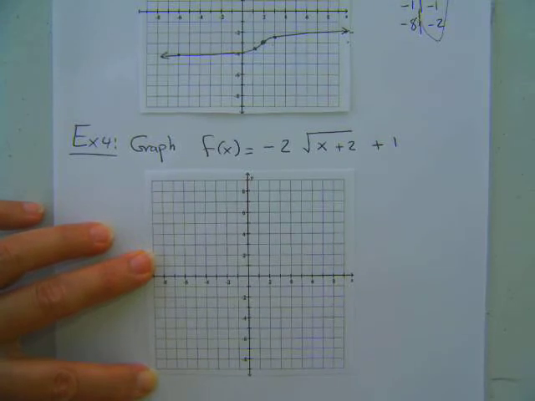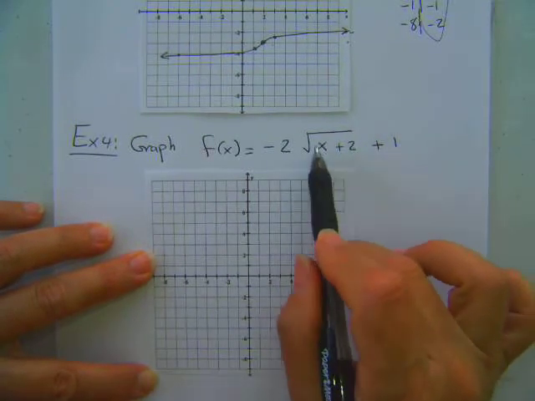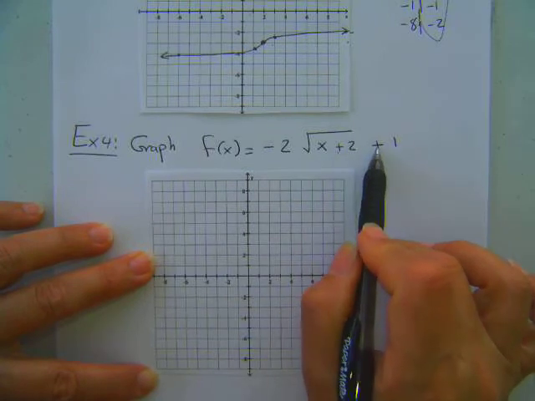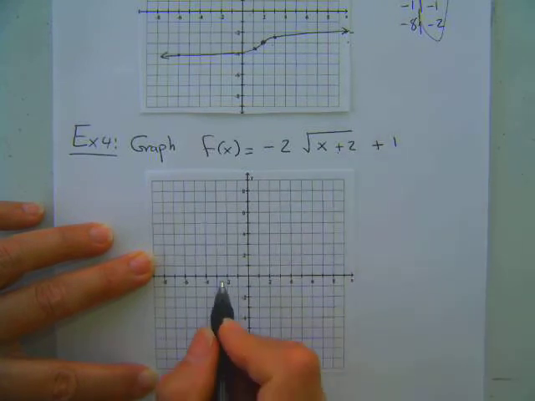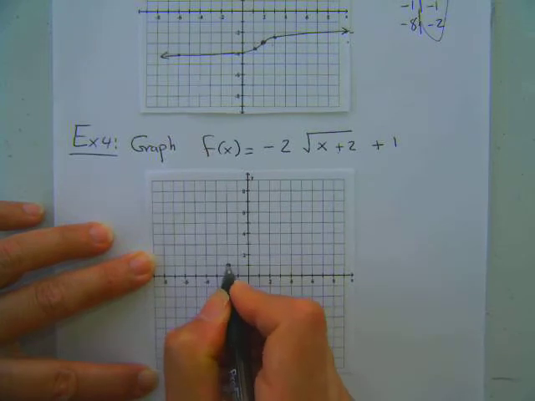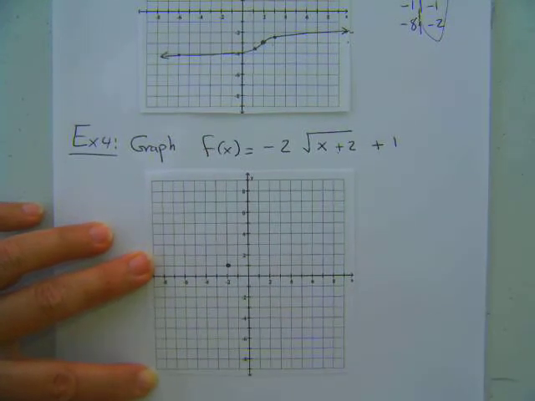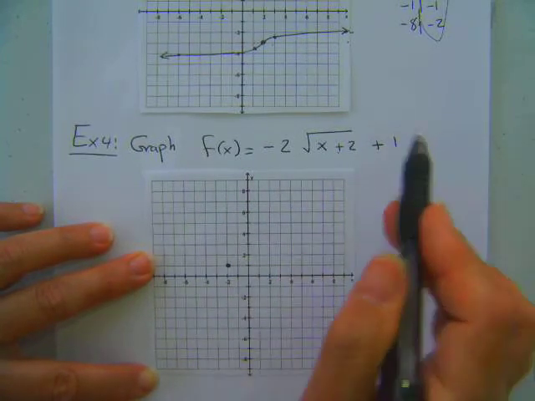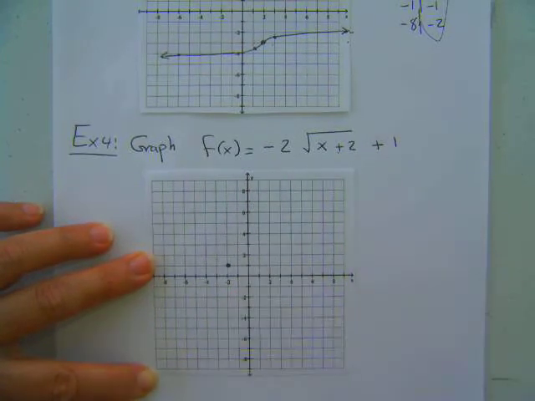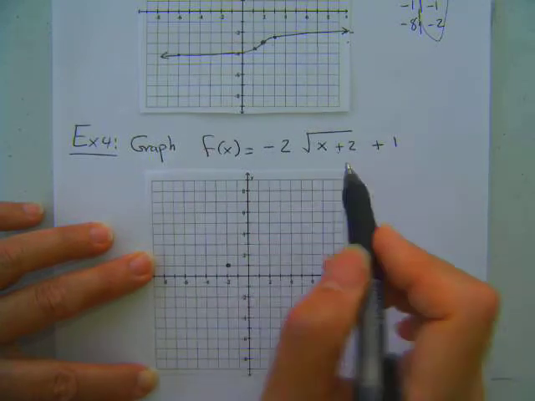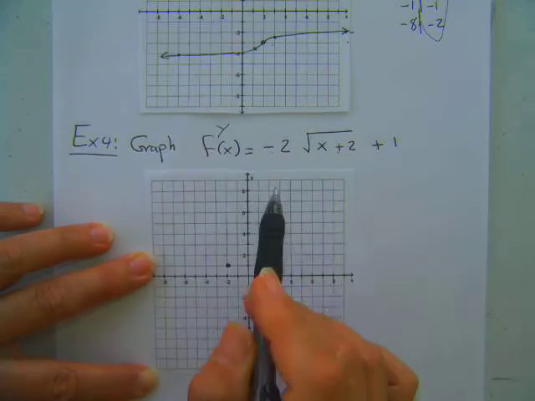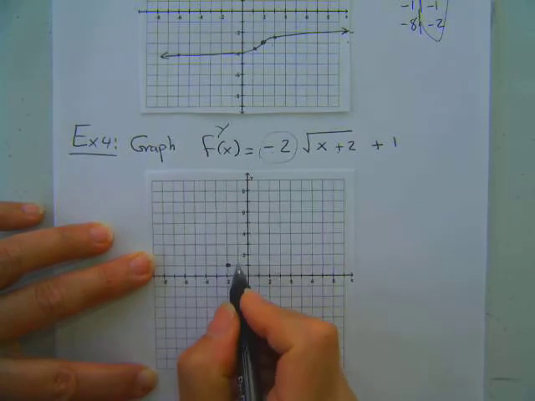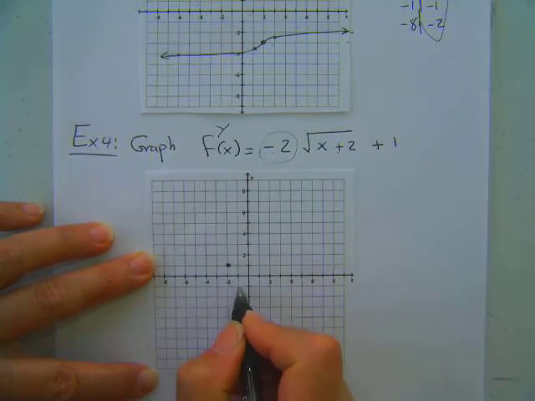Yes, translation. Inside the x, I added 2, so I'm going to go left 2. Outside, I added 1, so I'm going to go up. So left 2, 1 up, and that's my new 0, 0. Now, remember, we know the square root of x, how it looks like, and the points. Now, for each point, the y, remember, this is the y, is going to be multiplied by negative 2. So, instead of 1, 1, 1 and negative 2.